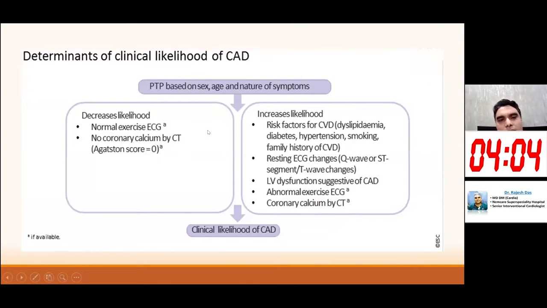So when we classify a particular patient based on the pretest probability, sex, age, and nature of symptom, we get this intermediate category where the pretest clinical likelihood is around 5 to 15%.